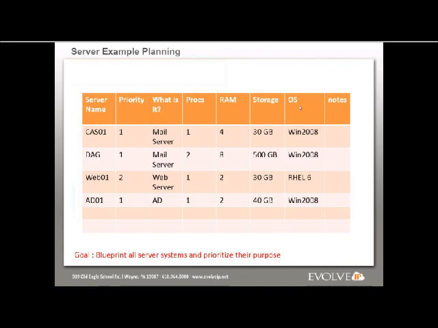So the goal here is to blueprint all the server systems and prioritize their purpose. Because when they all go down, you're never going to get everything back up unless you systematically know what is the most priority and what is the least. So we're going to start with the highest and work our way down, or up, I should say.